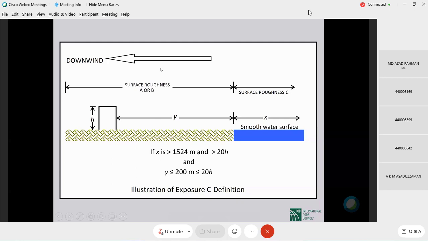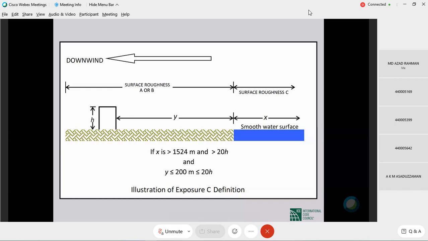C. Actual exposure is A or B, but the exposure C shall extend inland by a distance of 200 meters or 20 times the building height. So that building, unfortunately, although it is away from the shore, will have to be designed for exposure C when wind comes into the building from the ocean.